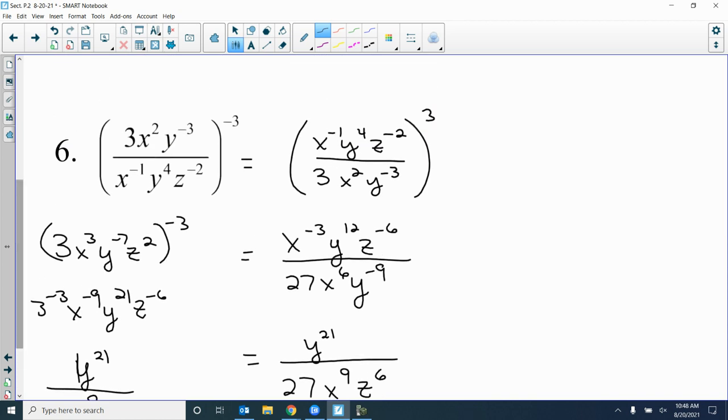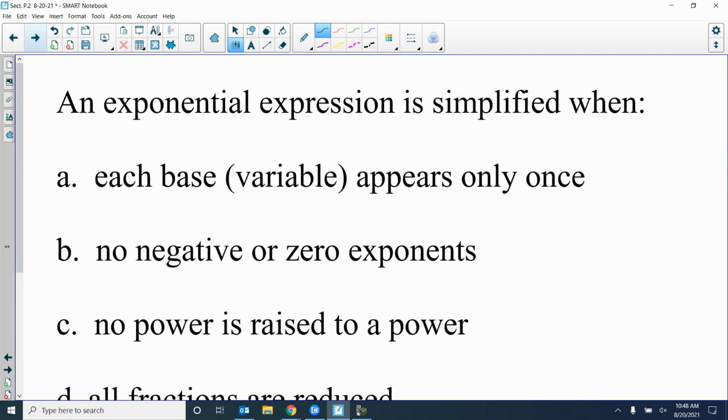I like to take away the negative on the outside because a lot of people continue to miss that 3 to the negative 3rd. All right, I just want to put this down in words. You don't necessarily need to copy it down as long as you know it. To be simplified, this is basically as if we were doing this on all the problems. We talked about it, but here are what you have to satisfy.